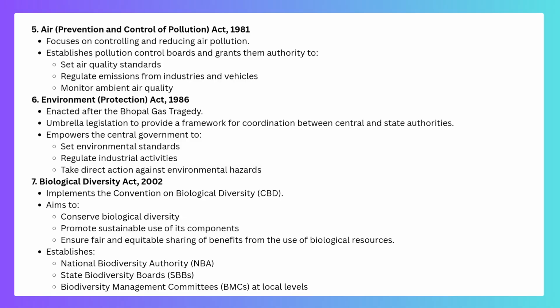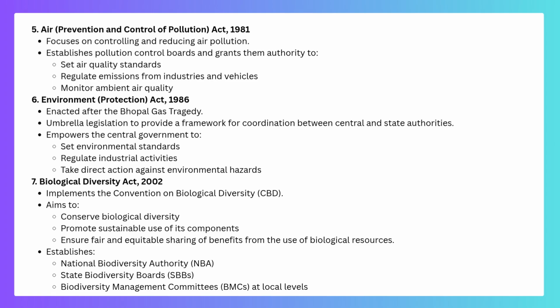6. Environment Protection Act, 1986. Enacted after the Bhopal gas tragedy. Umbrella legislation to provide a framework for coordination between central and state authorities. Empowers the central government to set environmental standards. Regulate industrial activities. Take direct action against environmental hazards.